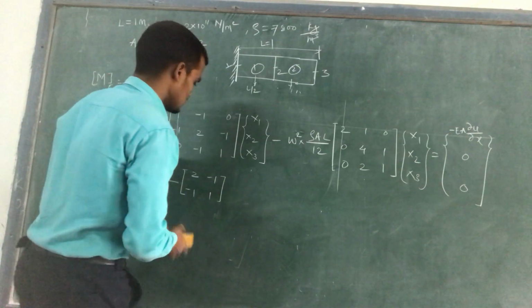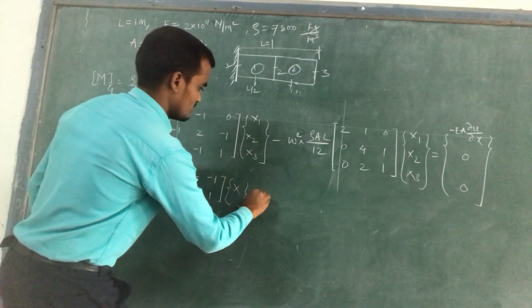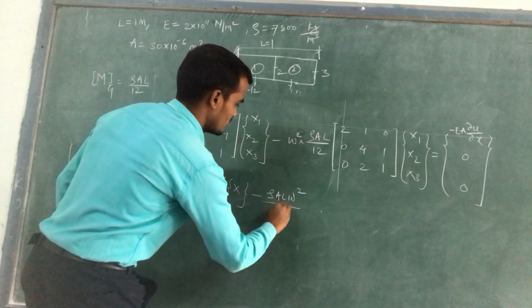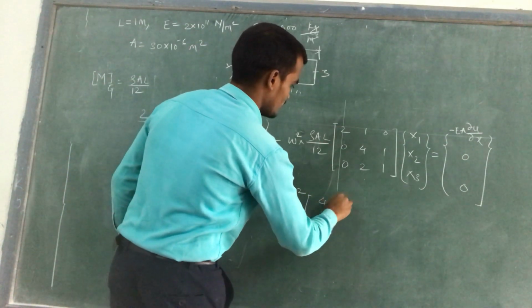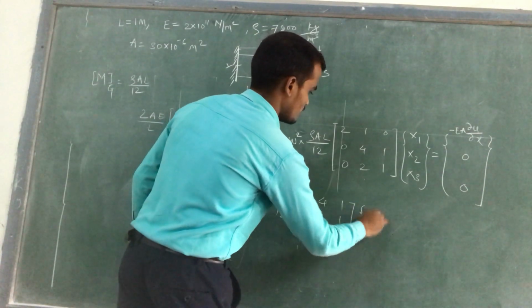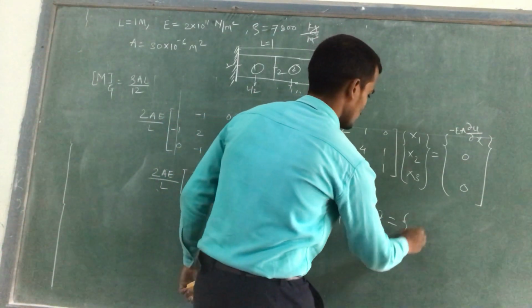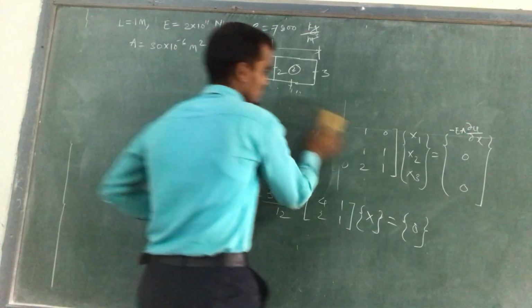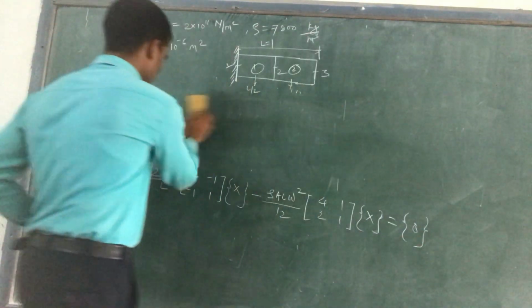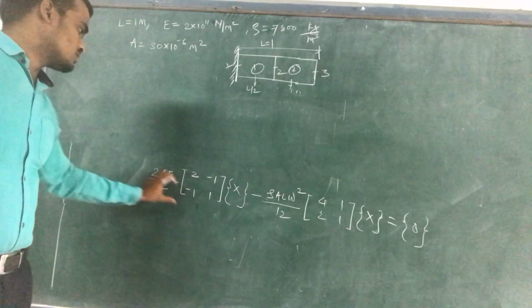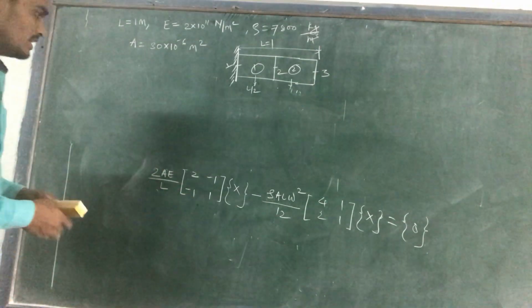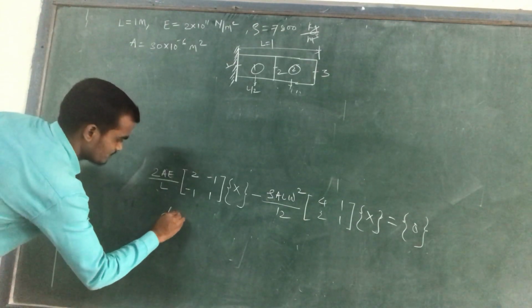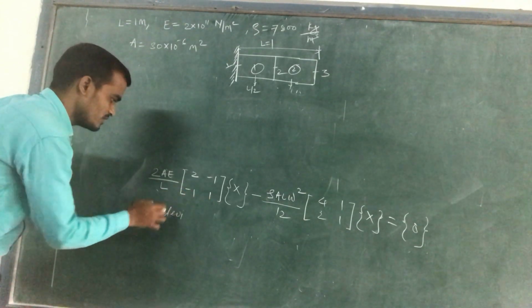Here, after applying the boundary condition, this will be equal to x minus rho into A into L into omega square divided by 12 in bracket 4 1 1 2 into x is equal to 0. In this way you will get this simplified equation. Now, as we know, the coefficient of the stiffness matrix should be equal to 1. So to make the coefficient of the stiffness matrix equal to 1, we need to divide this equation by 2 times A into E by L.